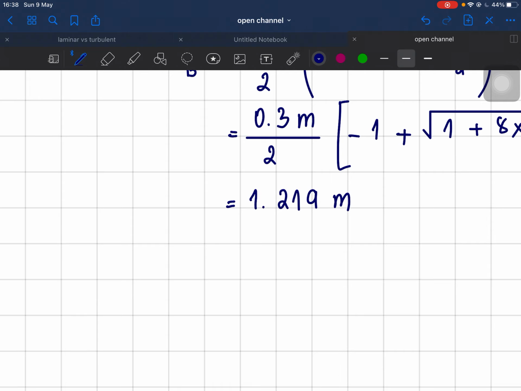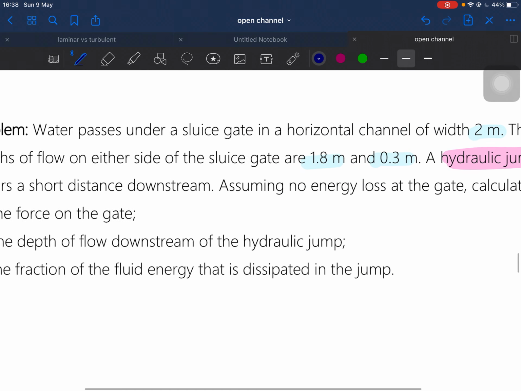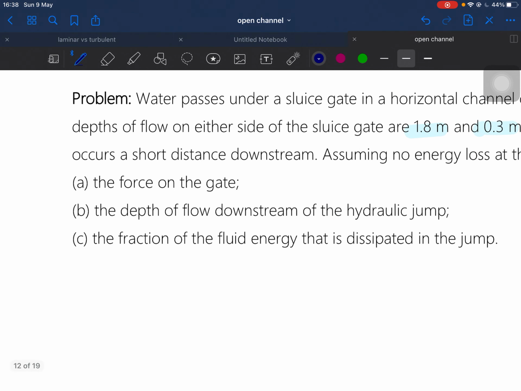Okay, then we can continue to the last question. I think we're doing quite well these days. We're going so quick now. So the next question that we're going to solve is the fraction of the fluid energy that is dissipated in the jump. So basically, we have another, not really a new formula, but yeah, it's a formula that you guys have already seen previously.